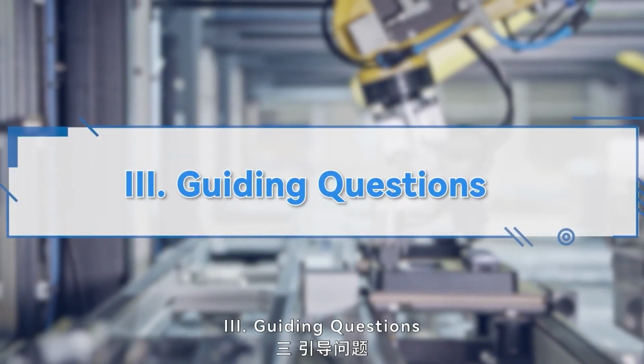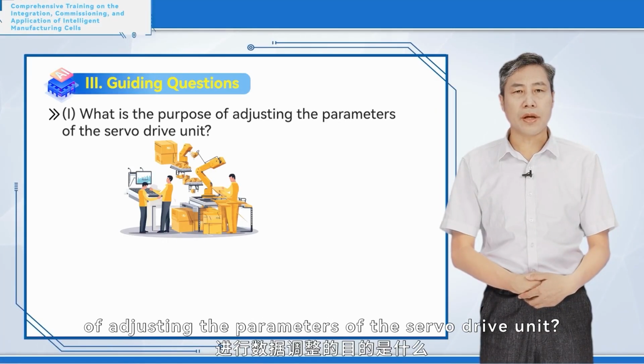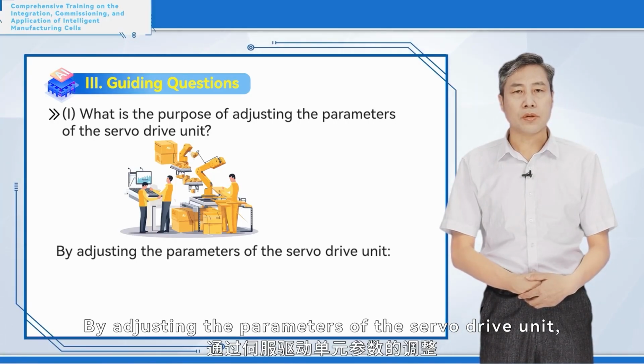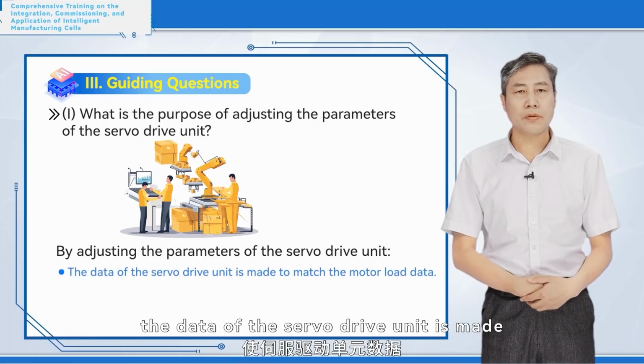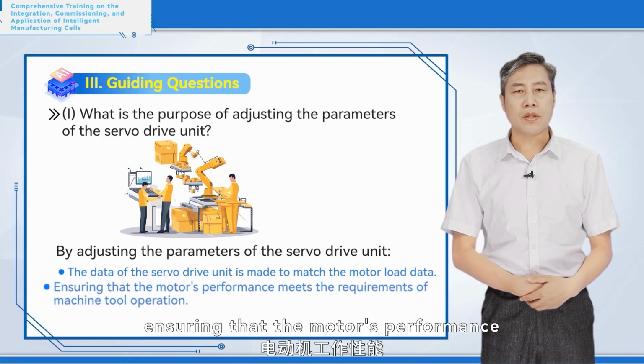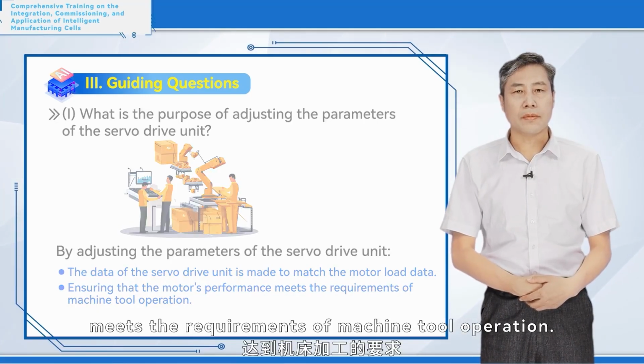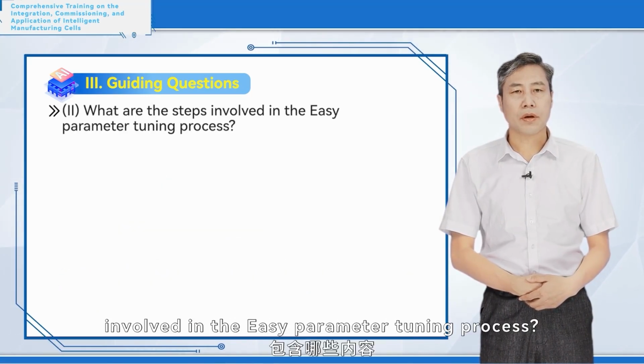3. Guiding questions. 1. What is the purpose of adjusting the parameters of the servo drive unit? By adjusting the parameters of the servo drive unit, the data of the servo drive unit is made to match the motor load data, ensuring that the motor's performance meets the requirements of machine tool operation.